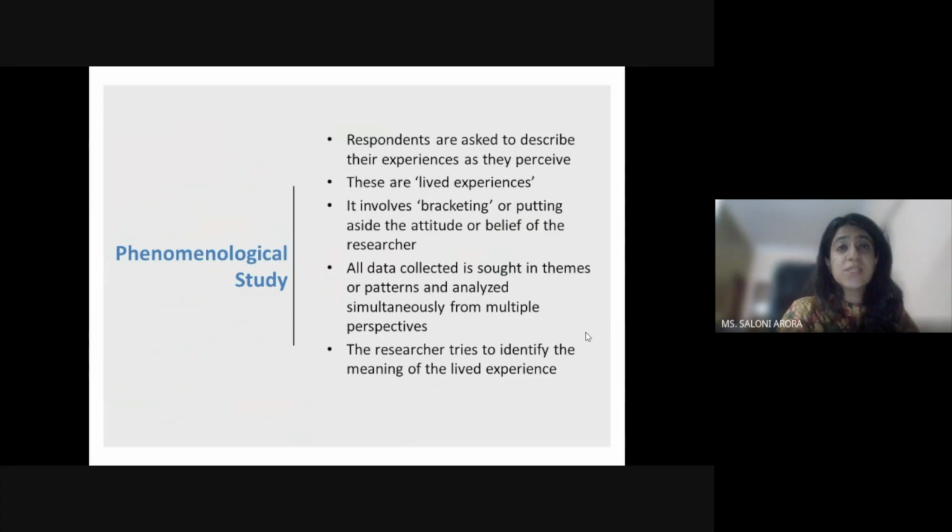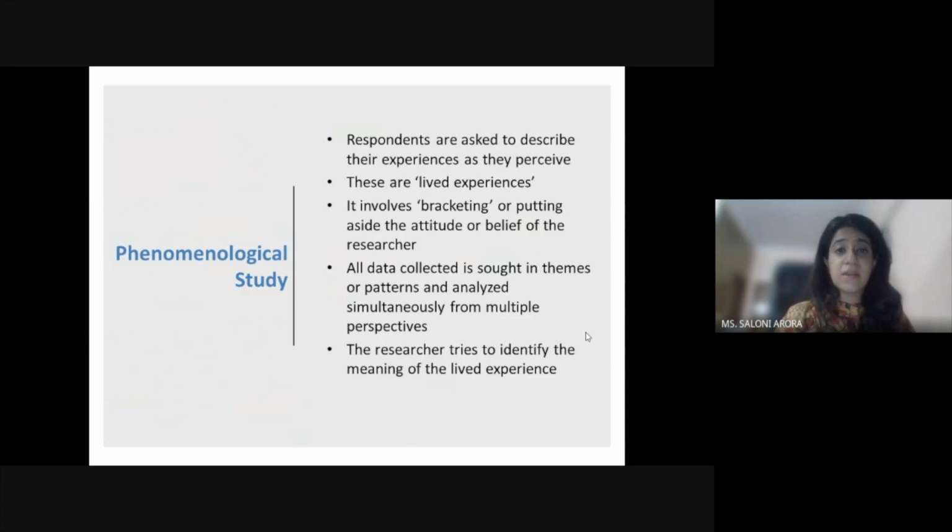Now, for such a study, it is very, very important that we bracket ourselves. Now, what does bracketing mean here? Let's assume I am understanding the perception of my respondents, or I'm conducting such a study on my respondents. It is very important that I keep my idea, my perception, my belief aside. Because if I have that kind of a perception, or a certain kind of an attitude towards them, then I'll not be able to give an honest opinion, or I'll not be able to judge them honestly. So for this, it's very, very important that bracketing is done.